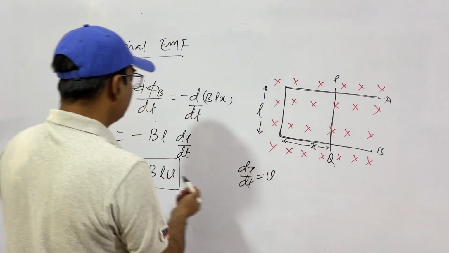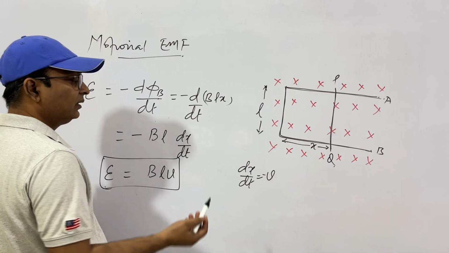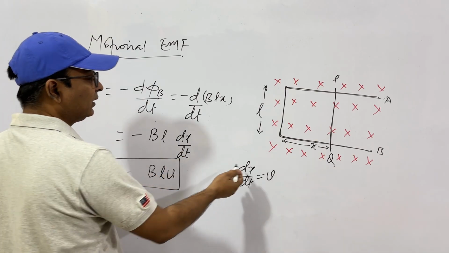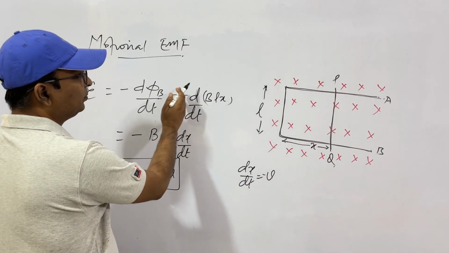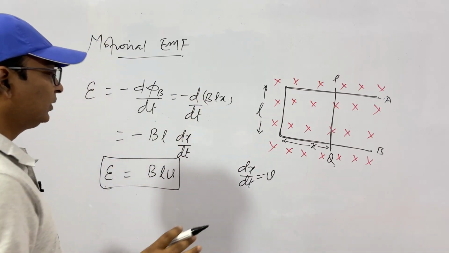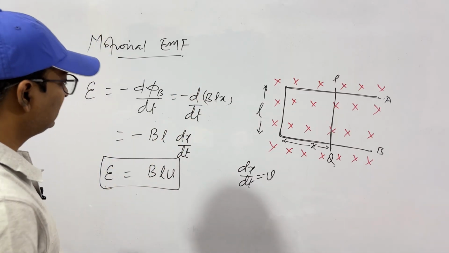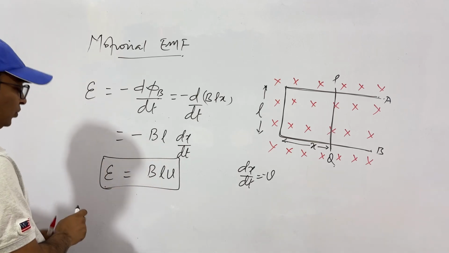In questions, you will be given the value of B, L, V or X, whatever, or they can say the rate of change of area is this. So you will use B and then dA by dt. Whatever it be, the basic concept is this. Now we have found our electromotive force.